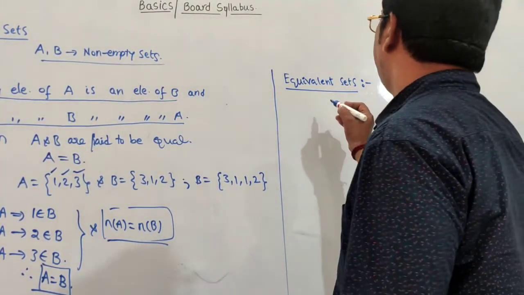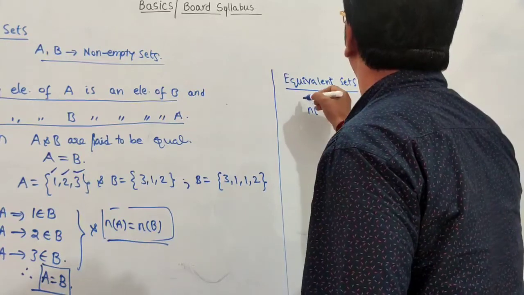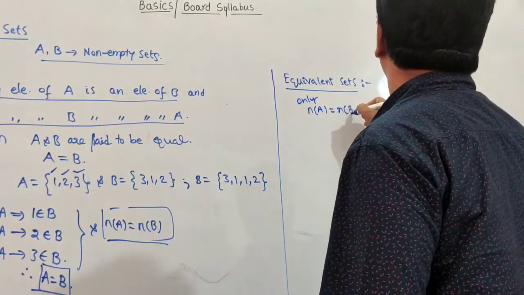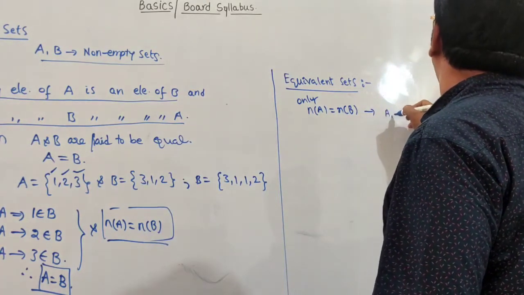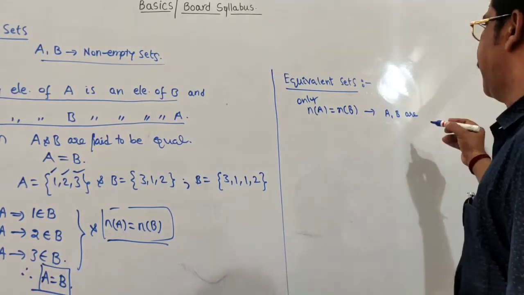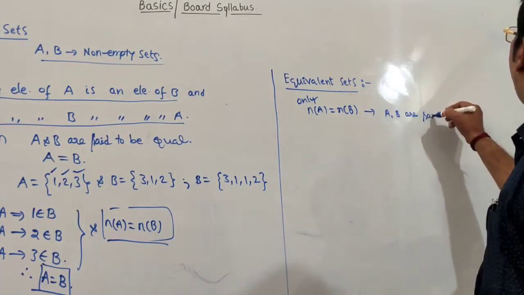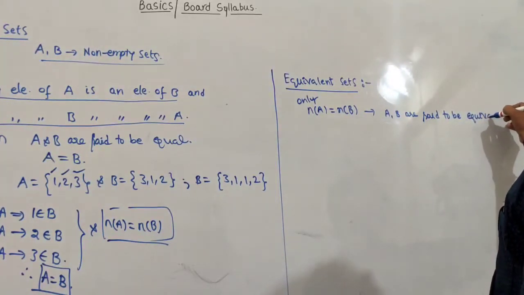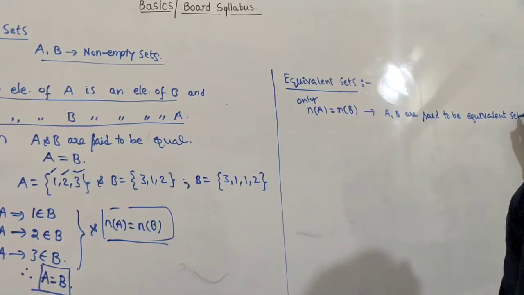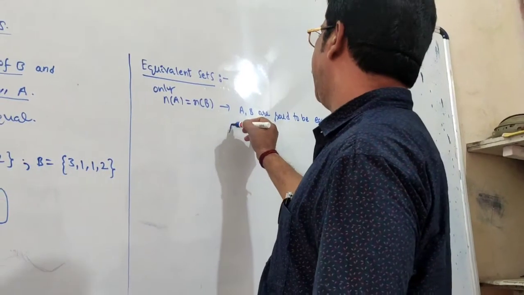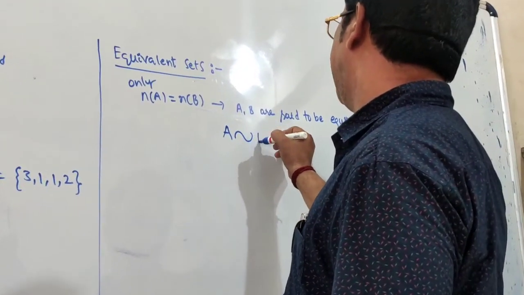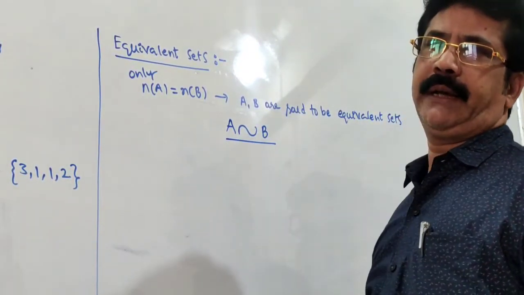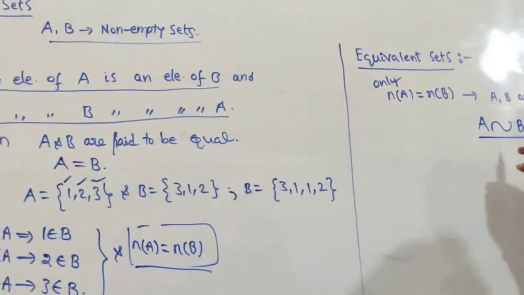Next, equivalent sets. Equivalent means only n of A is equal to n of B. Then A and B are said to be equivalent sets. It is denoted by a special notation, A equivalent to capital B, not equal. Equal is different, equivalent is different.